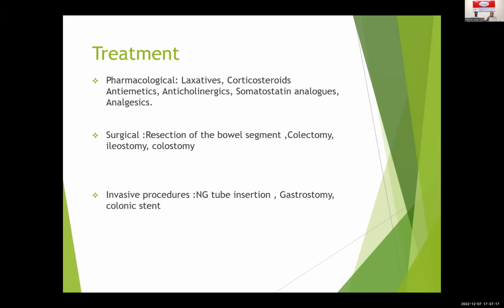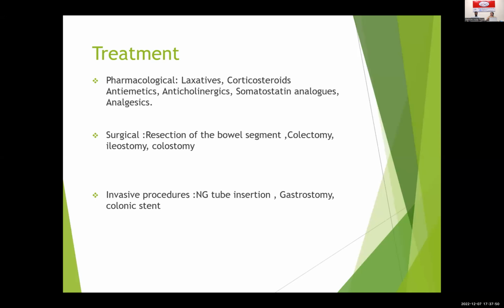Now we have surgical treatment. As you said, you can do the resection of the bowel segment, colectomy, ileostomy, or colostomy. Ileostomy is quite difficult for the patient. Even colostomy is difficult. In ileostomy, the volume of feces will be more. Okay, now invasive procedures, as one of you said, you can put an NG tube or you can do a gastrostomy or colonic stents.